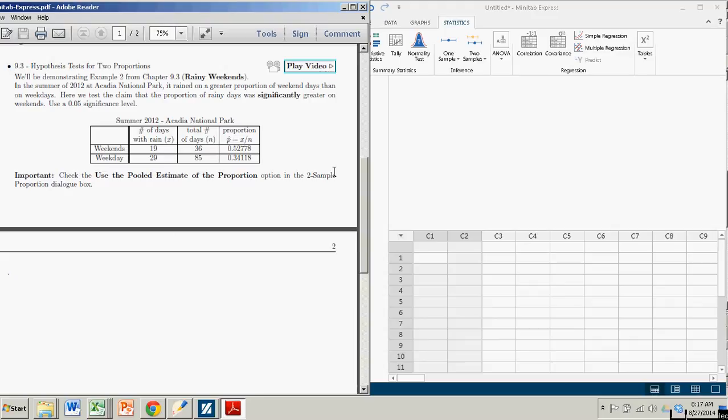Hi there. In this demonstration, we're going to see how to conduct a hypothesis test for the difference of two proportions with the Z distribution, and we're going to do this with Minitab Express. As it has been in all of these demonstrations, it is a fast and easy way to conduct hypothesis tests.